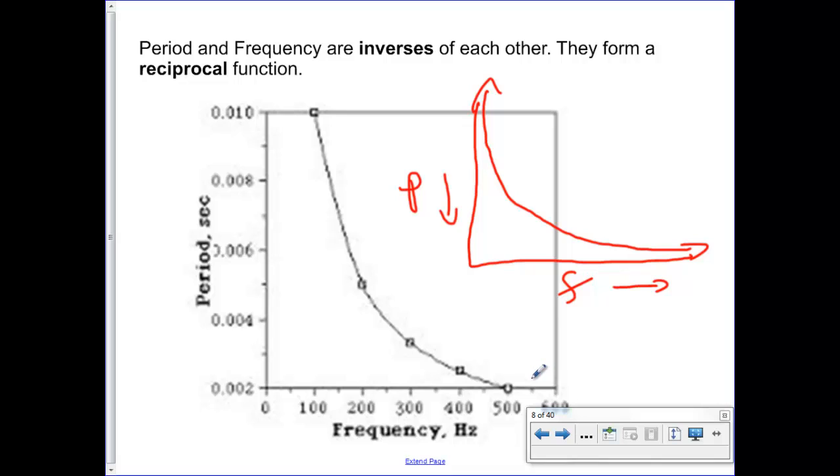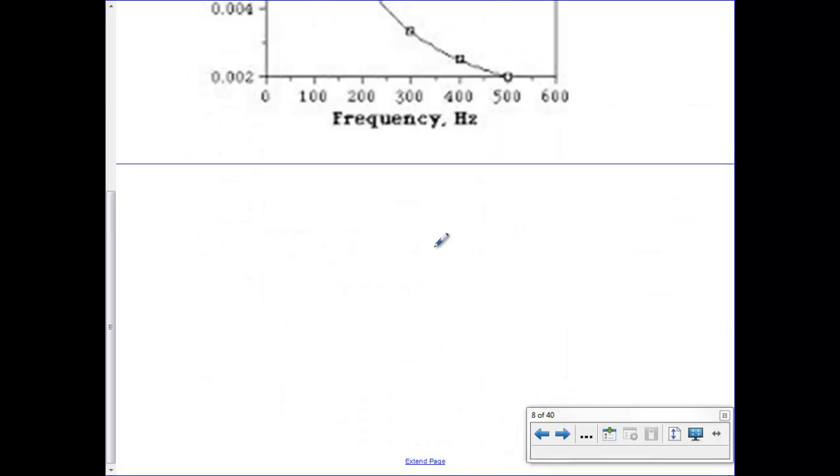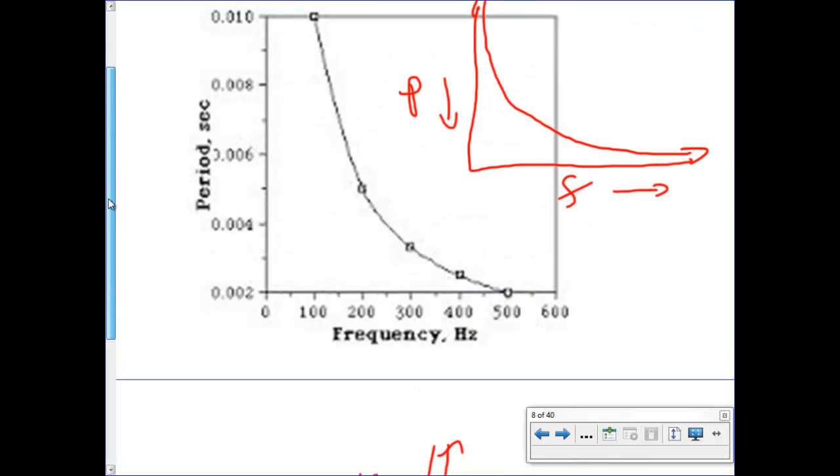What other graph have we done recently that has this sort of relationship? You guys remember? In that lab, the one that was between distance squared and force. Good. Hopefully you made a graph in one of your labs that was like this as well. That has the same sort of relationship. Okay.